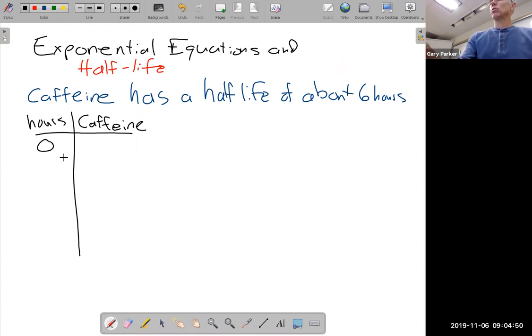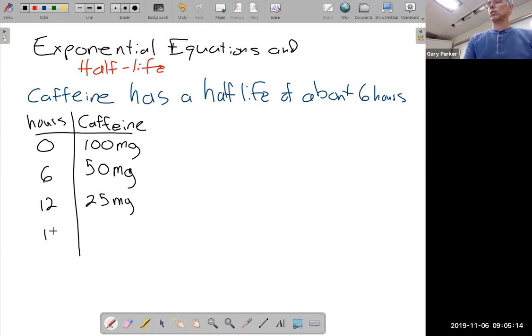So let's suppose at hour 0, we have 100 milligrams of caffeine in our system. If the half-life is 6 hours, that means 6 hours later, there should be only 50 milligrams left. And in another 6 hours, so 12 hours from the initial caffeine intake, we should be half again, which should be 25 milligrams, and another 6 hours later, so 18 total, should give us half of 25, or 12.5. That's what the half-life means.